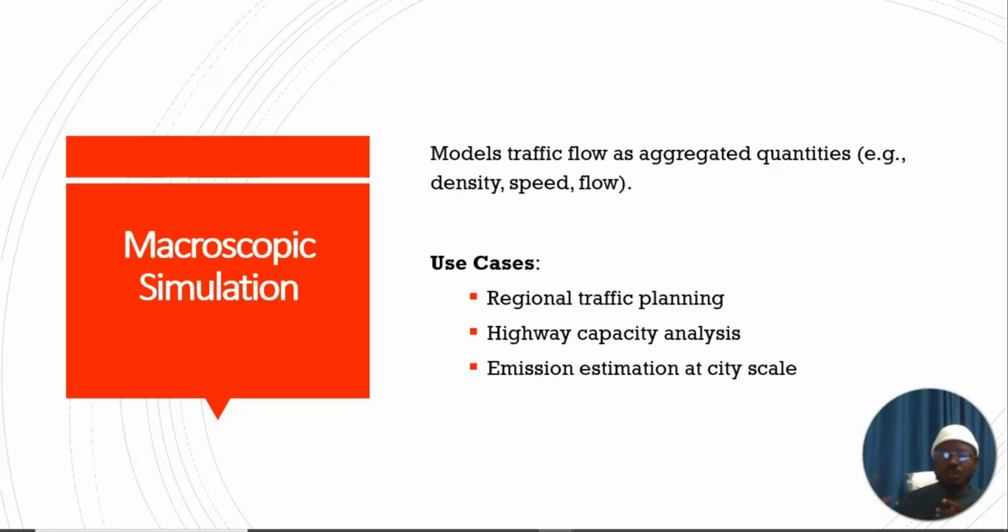You can see it has to do with planning, compared to microscopic, which is about intersection analysis and understanding the pedestrian-vehicle relationship. But when it's macro, we use it for traffic planning, for capacity analysis of the highway, and for calculation of emission estimation at city scale. So when you're looking at the bigger picture of a transportation system, we make use of macro simulation.